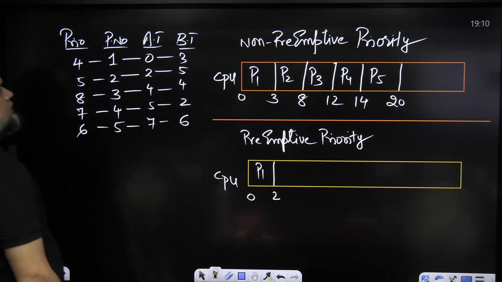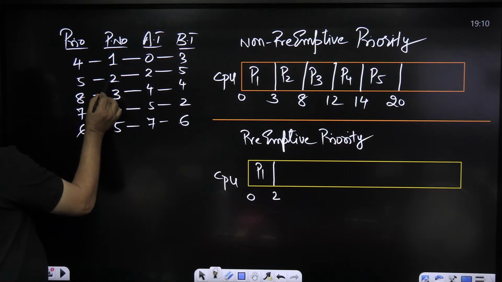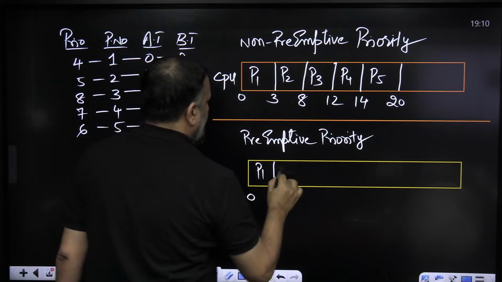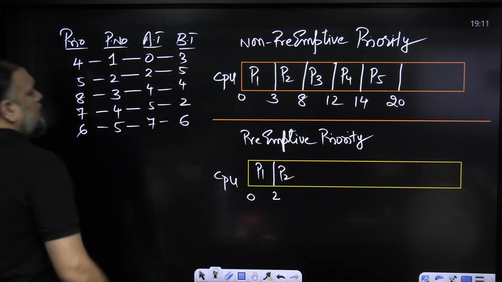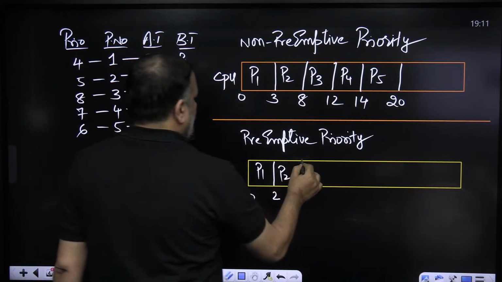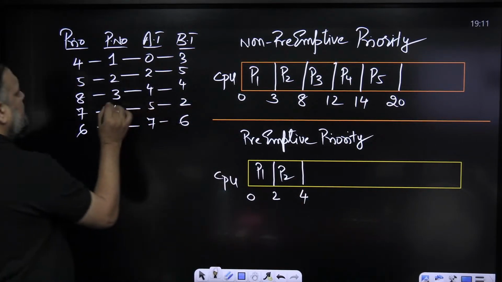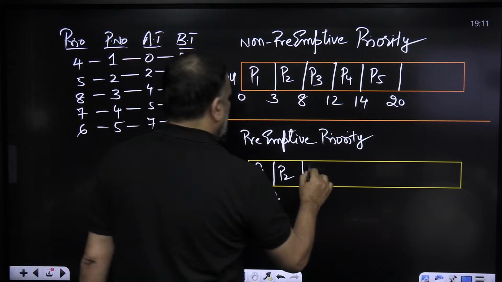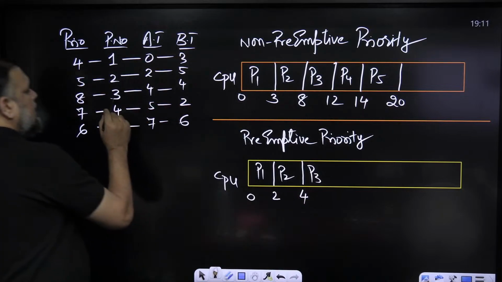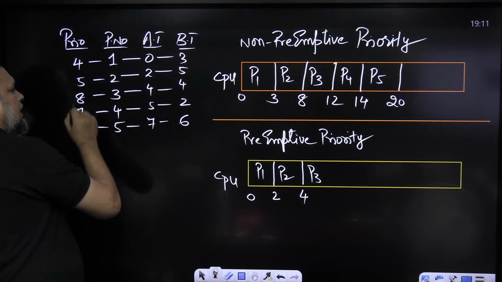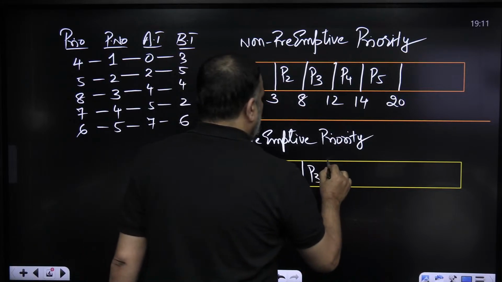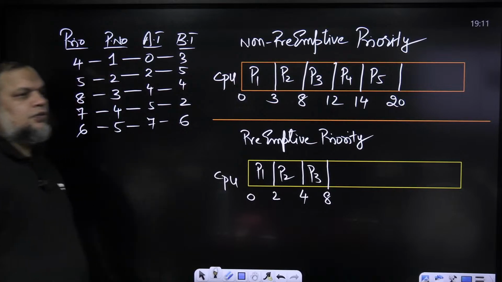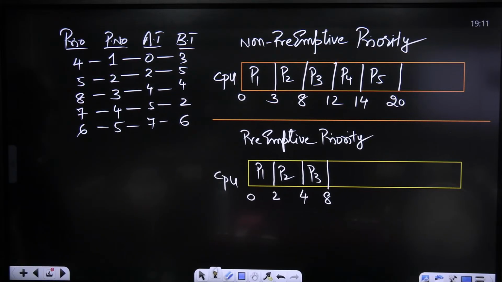At time 2, P2 is coming with a priority of 5 and 5 is greater than 4. So here P1 will be preempted in favor of P2. P2 similarly will run till 4. At time 4, P3 comes with a priority of 8 and that is the highest priority and that is going to enforce preemption in favor of P3. P3, because its priority is highest, 8, is not going to get preempted. That means it will run for all 4 units. So at time 8 P3 is going to finish.